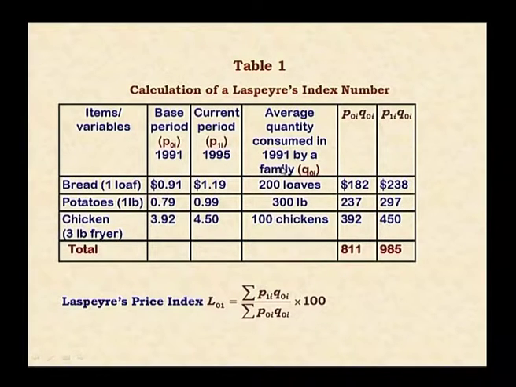Now, here the weight is taken as the average quantity consumed in 1991 by a family. That is my Q0i's. That is, for the bread, this weight is 200 loaves, as so many loaves are consumed by a family in a year. And like potatoes, the value of Q0 is 300, and for the third item it is 100.